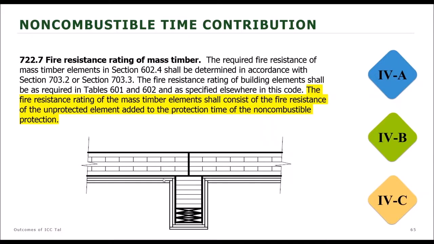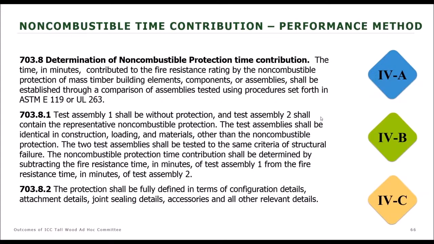You can add that to what's provided with the gypsum to get the total fire resistance. There's 2 ways to do this, by the way. So the question is, how do we determine the amount of fire resistance provided by the non-combustible protection? One way to do that is by testing. You set up a test program where you're testing the unprotected element, like the unprotected CLT floor, and you test it to failure by ASTM E119 or UL 263. Take the same element, protect it with non-combustibles, test it again. The difference in fire resistance rating time to failure, that's the amount of contribution the non-combustible protection is providing.